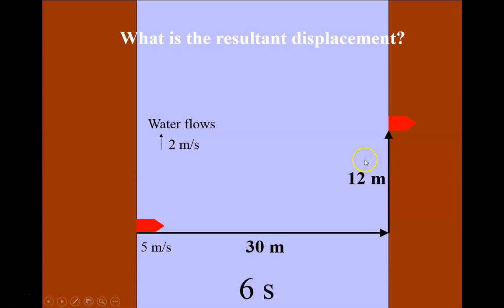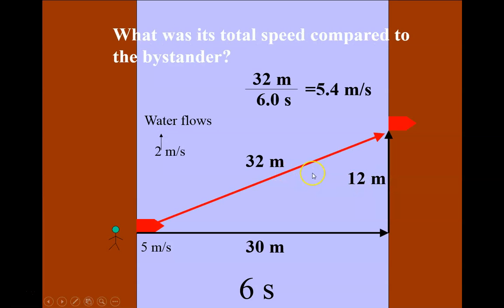What's the overall displacement? What's the resultant displacement? Well, we use Pythagorean's theorem again, and get 32 meters.